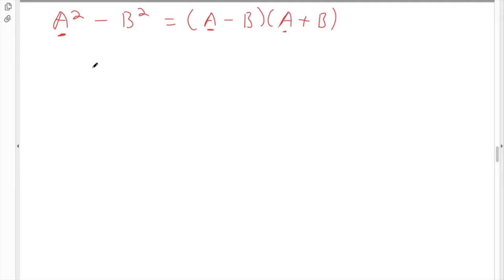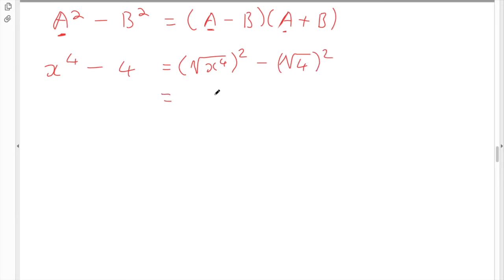So let me show you what I mean. If we had x to the power of 4 minus 4, then we could work with it the same way we were working with the other one. In this case though, we can write that out as the square root of x to the power of 4 squared minus the square root of 4 squared.